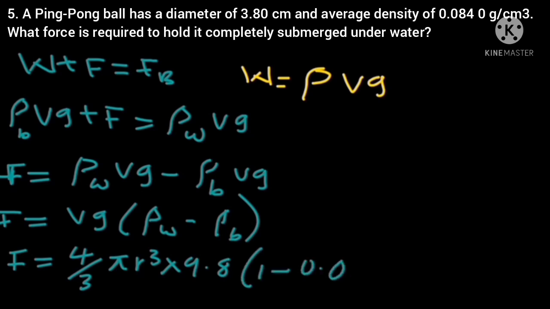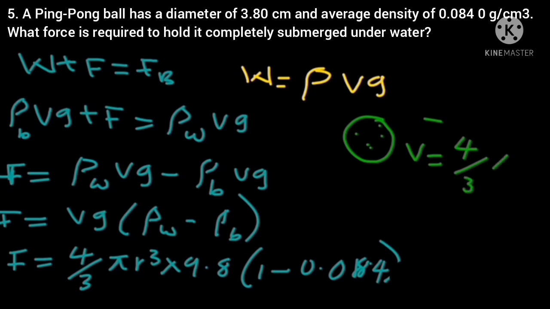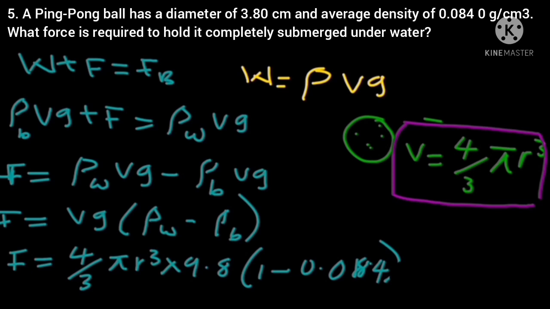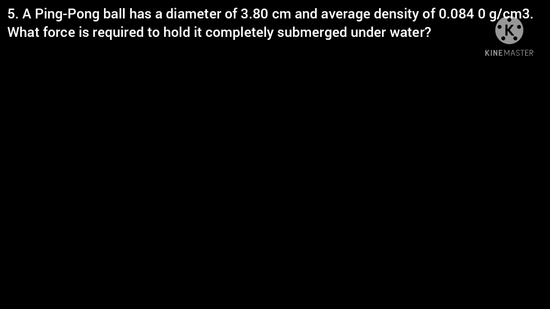1 minus 0.084. Okay. So if you have a sphere, the volume formula is 4 over 3 pi r cubed. A ball is a sphere. That's where we got the formula.